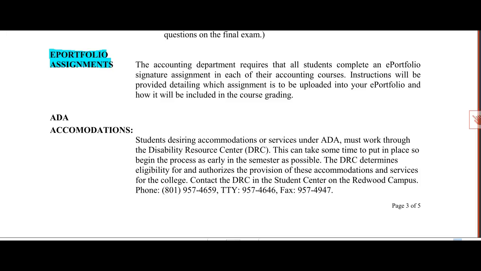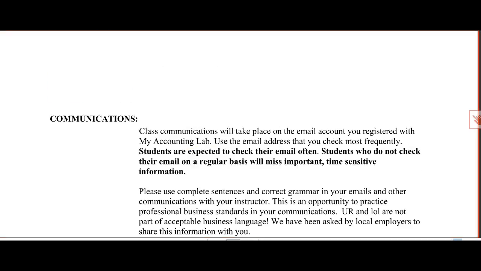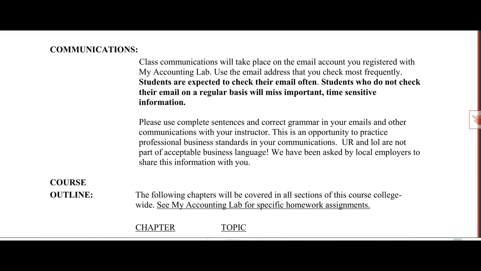Next topic is going to be ADA accommodations. If you desire or need an ADA accommodation or service, please work through the Disability Resource Center. Here's their phone number. Don't wait till the semester starts to get this in place. If you need it, then get it done before the semester begins. Let's go down a little bit, and I'll move it up a little more.